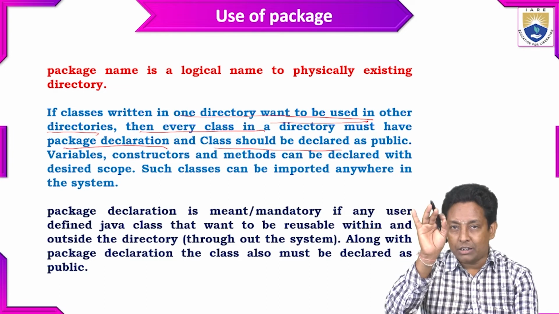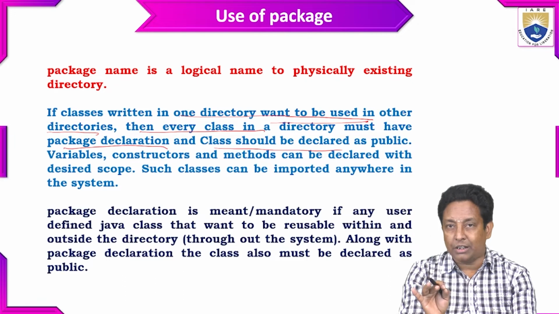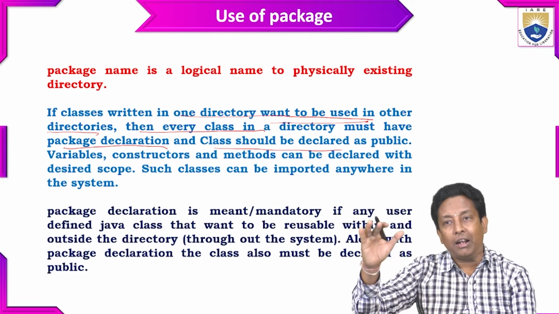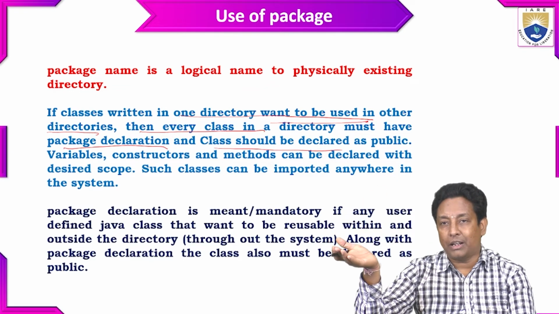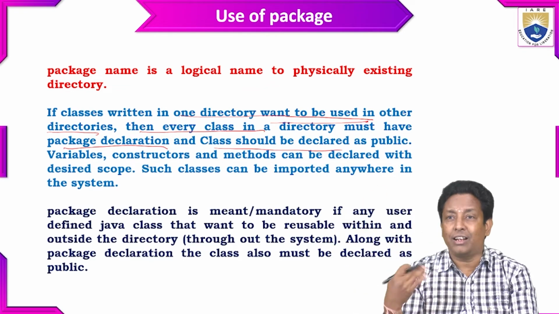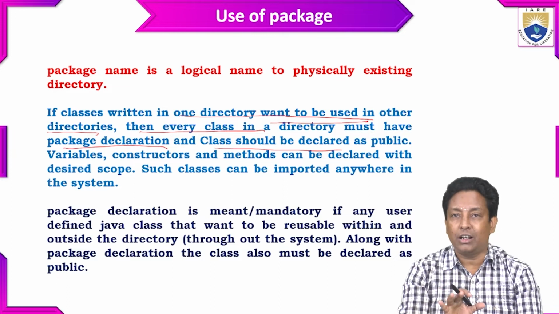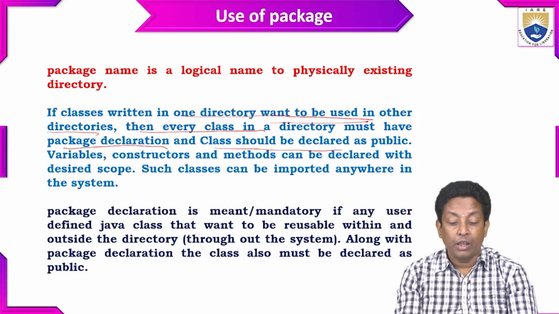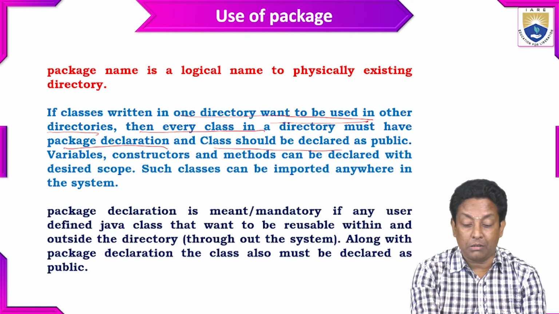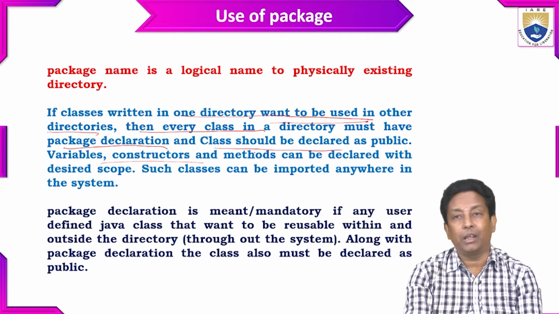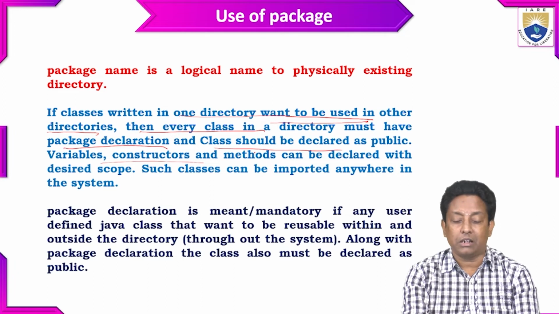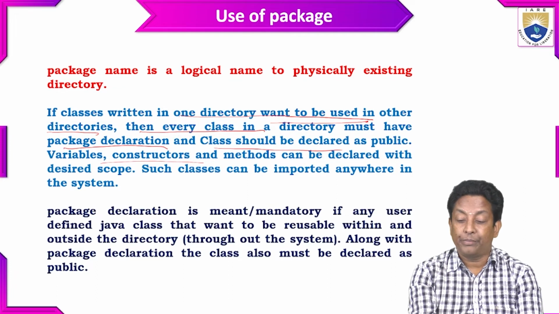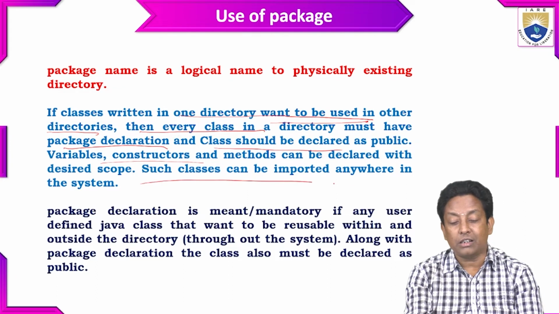So package declaration and public class declaration, these two combinations make a class reusable and accessible outside the package. If a class is not declared as public or if the package is not declared, the class cannot be accessed outside the directory. That point is very clear. Variables, constructors and methods can be declared with the desired scope. In a public class, you can declare variables, constructors and methods however you want, with any access specifiers and modifiers. Such classes can be imported anywhere in the system.